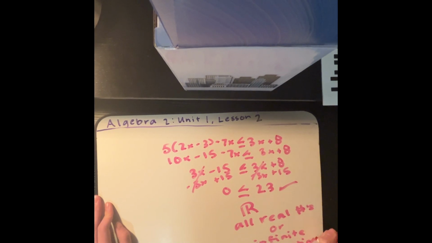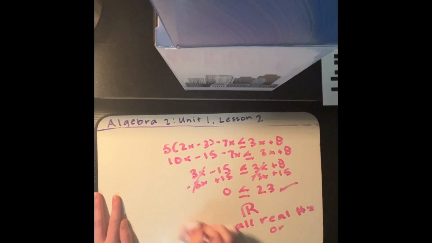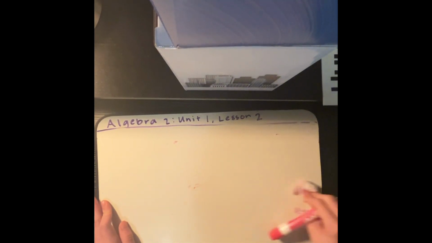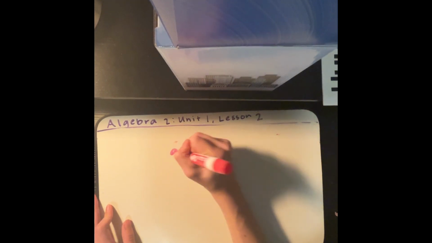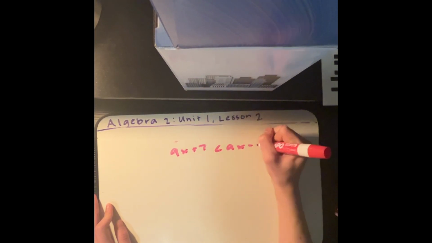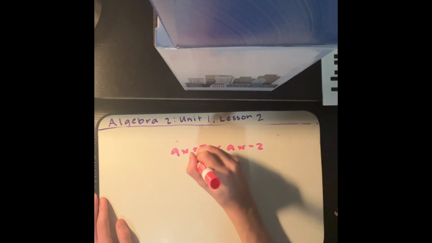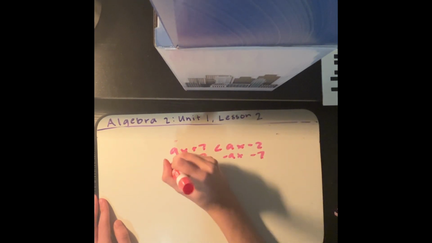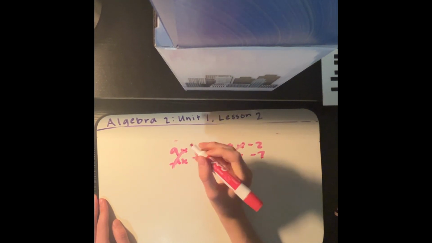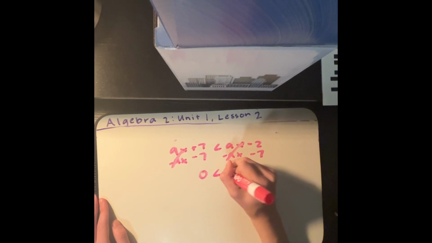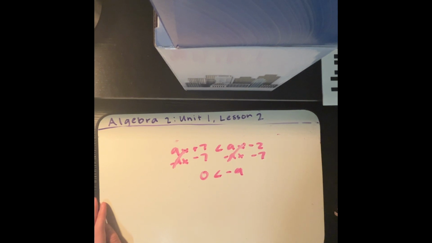There's one more special case with inequalities, and I'm going to show it to you right now. So our next example is going to be 9x plus 7 less than 9x minus 2. Let's subtract 7 from both sides and subtract 9x from both sides. So this cancels out and this cancels out. We're going to have 0 as our x over here, and then negative 2 minus 7 is negative 9. So 0 is less than negative 9.